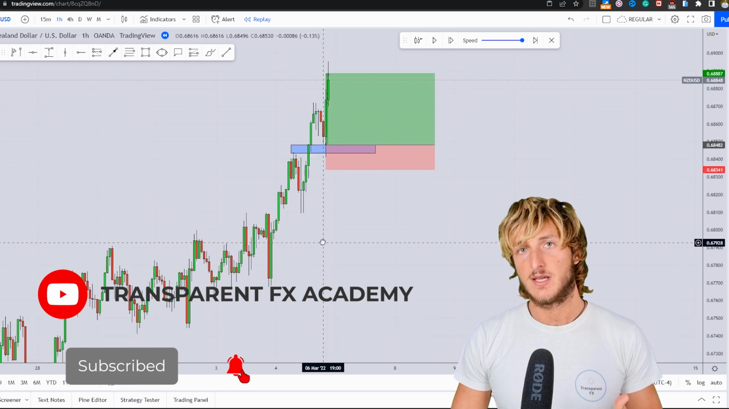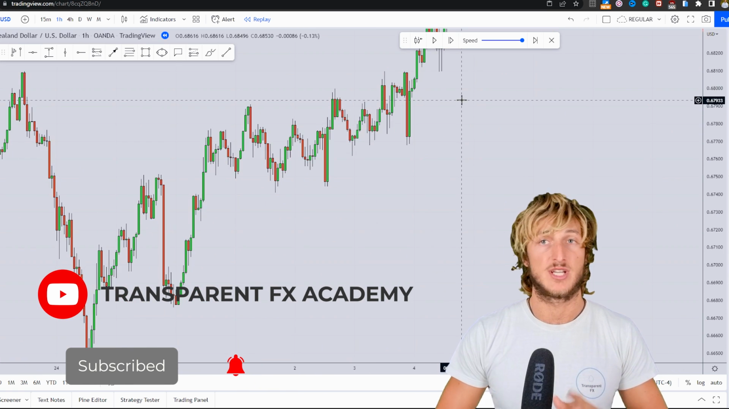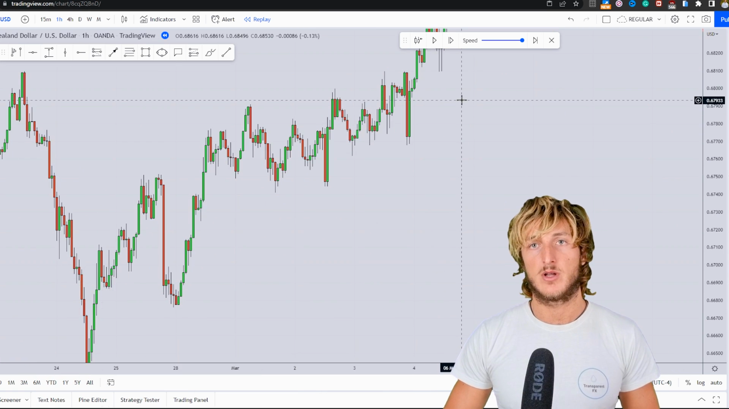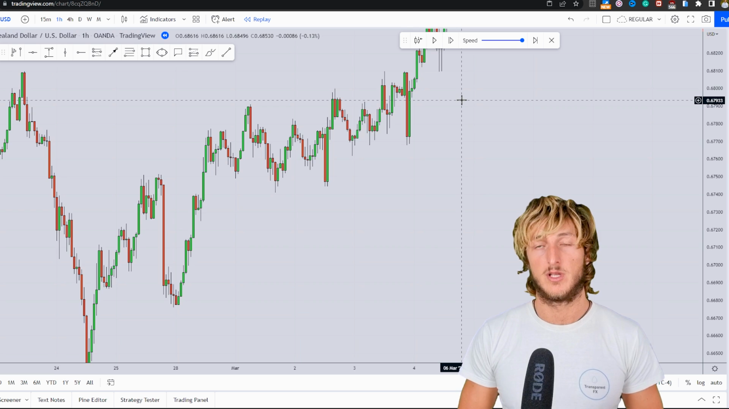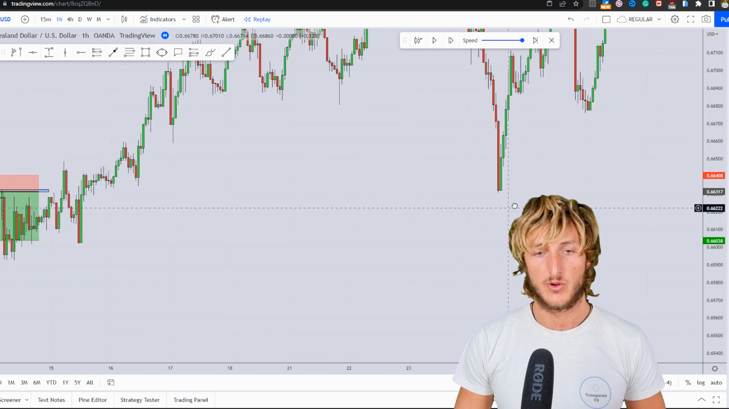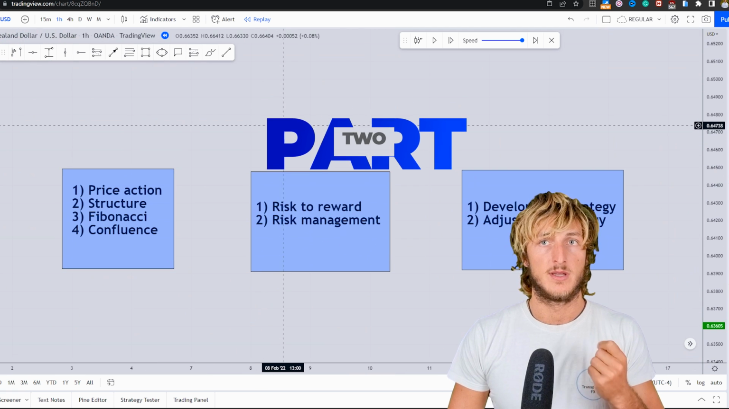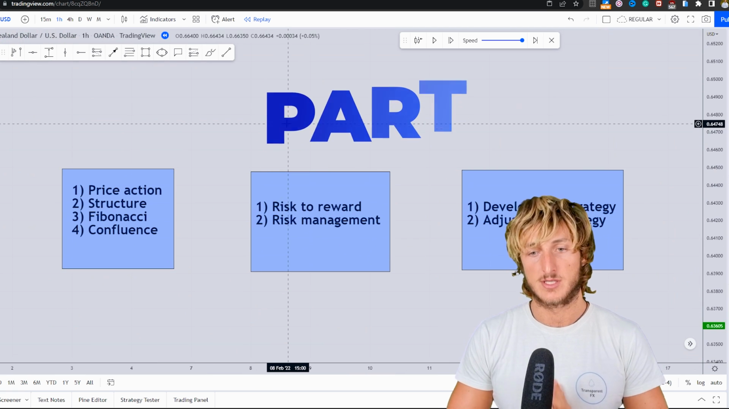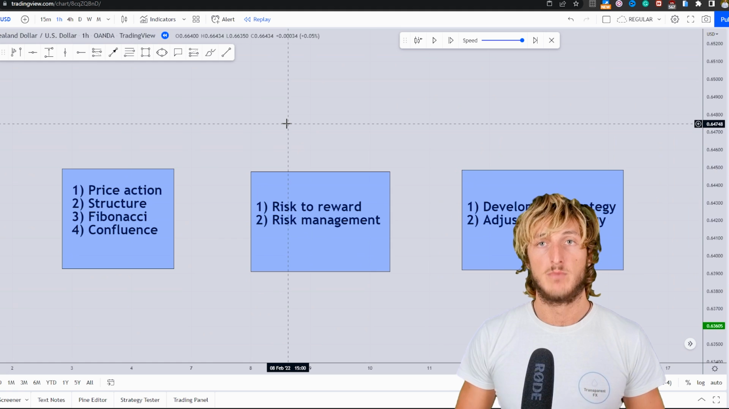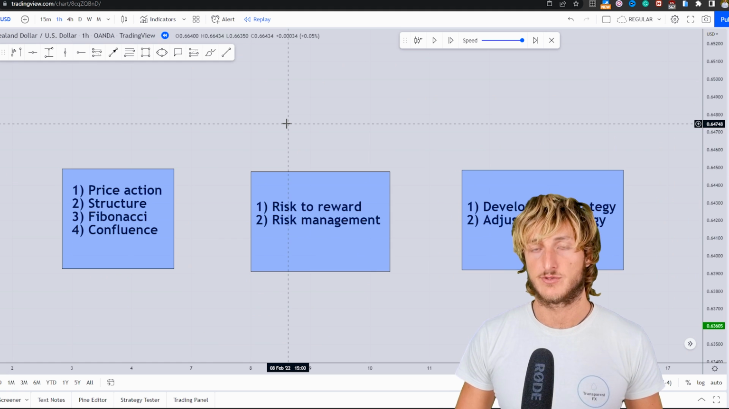Now, let's go a little bit beyond just this strategy and speak about some concepts that are very important in general to develop strategies and for trading in general. Because if you don't know about risk management and risk to reward, then that is a very bad thing, because risk management and risk to reward are the most important parts of any strategy.